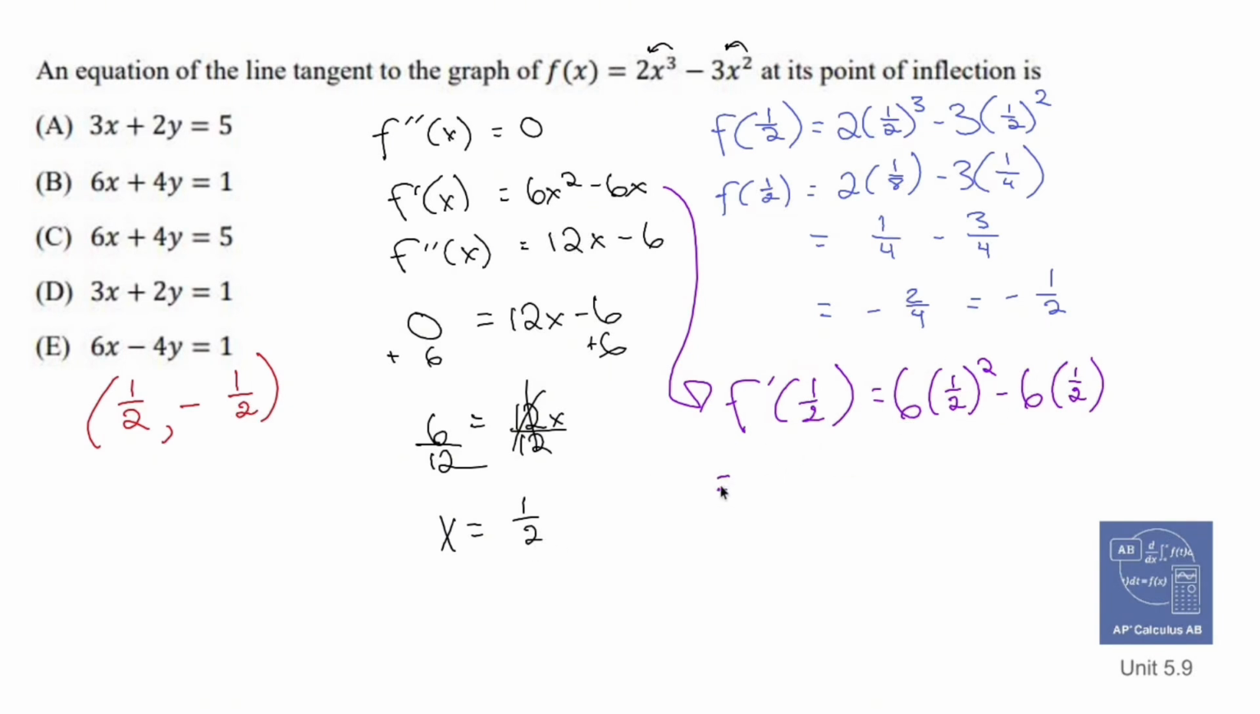That's going to be my derivative at the x value 1/2. That will give me 6 times a quarter, because a half squared is a quarter, minus 3. The 6 over 4 minus 3 is 3/2 minus 3, which is negative 3/2, so negative 1.5. So that's my slope.